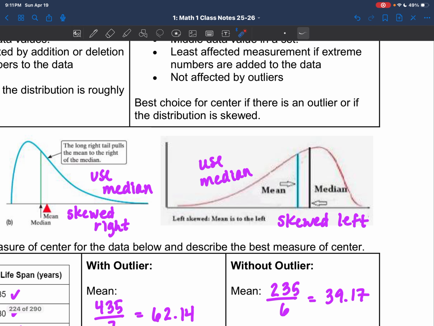And similar over here, it is skewed left, so your tail's going left, and most of the information is here, which is closer to the median because the mean was pulled that way due to some extreme values. So since this is skewed left, I would use the median also.